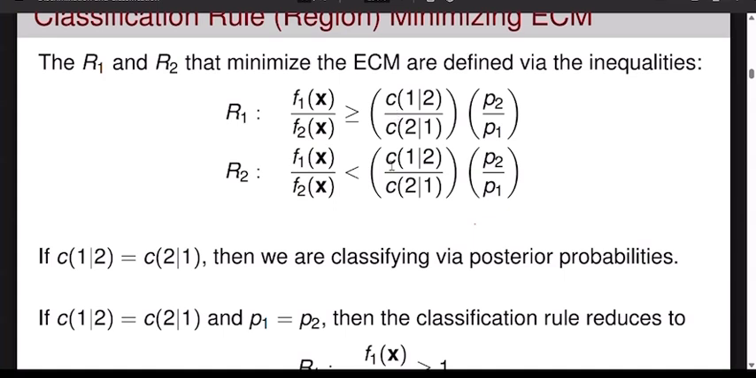Here, we're not doing the classification through posterior probability. The P1 and the P2 are the prior. We're actually going to use this when the cost of classifications for the two groups are not the same. But when they are the same, then we're actually going to use the one that involves posterior and not prior.